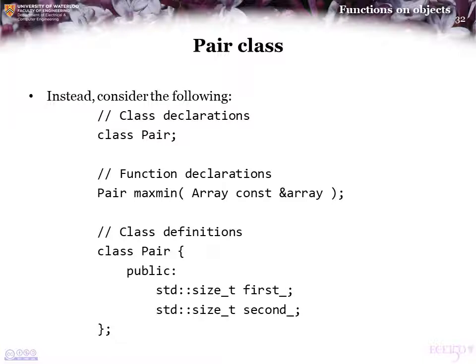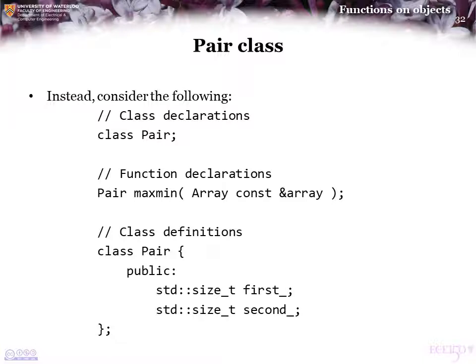Now, notice that the class declaration comes first. So we are saying pair is going to be a class, but that's about it. In the function declaration, we note that max_min returns an instance of the pair class. And in fact, this is all that is actually needed at this point. All that is needed is that the compiler knows that, yes, there is a class called pair, and max_min will be returning one of these.